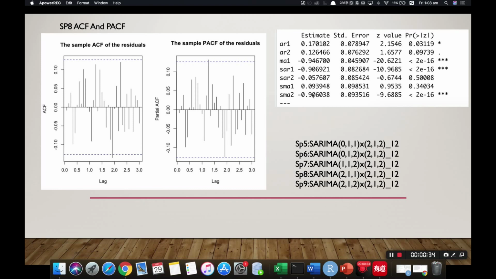Moreover, we fit the overfitting model of SP8. SP9 looks the same as SP8, but we picked SP8 since its AIC is smaller than SP9. Furthermore, the result of the coefficient test shows AR1, AR2, MA1, SAR1, SMA2 are significant. Therefore, we should use model SP8 with sigma squared 211 times 112. Now I will pass to my teammate Kathy.